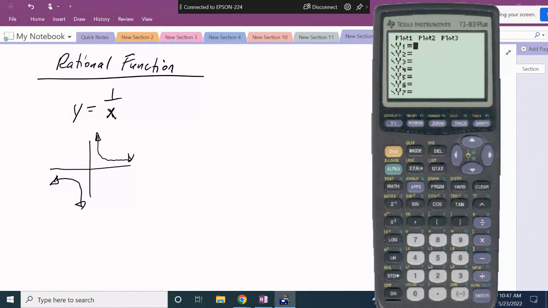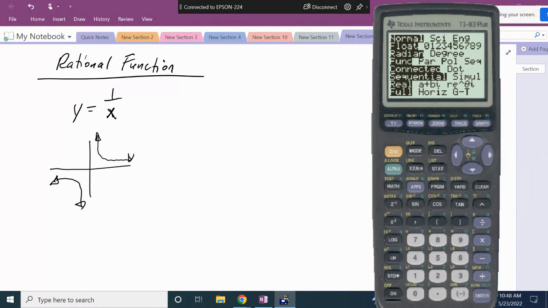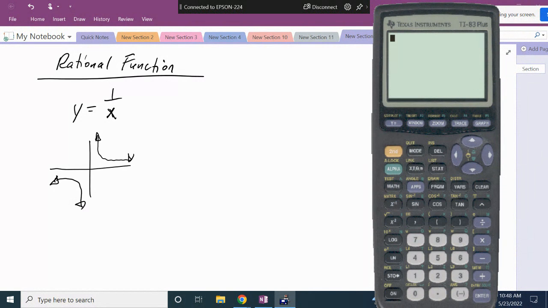All right, so I'm going to graph that in the calculator. I'm going to go to y equals and put in 1 divided by x. And we have the graph for the rational function. So here again, this is a discontinuous function.